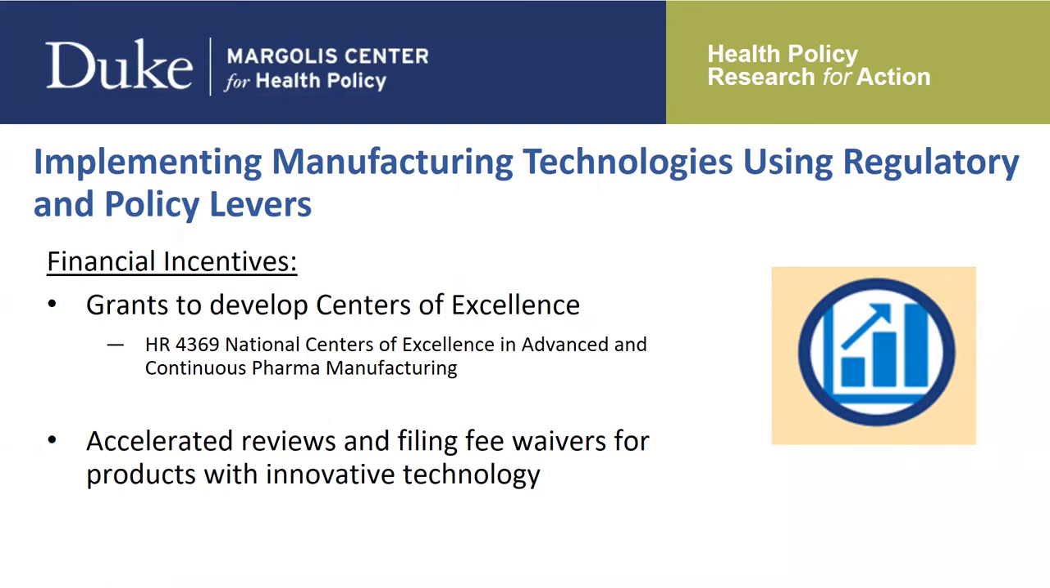But from a financial incentive perspective, grants to develop centers of excellence is a great step. There was a reference earlier to a bill that was recently passed in the House on National Centers of Excellence in Advanced and Continuous Pharmaceutical Manufacturing. It's a great example, and there are potentially other programs that could be considered in a similar vein. Next, the accelerated reviews and filing fee waivers could be considered for products with innovative technology, or even something like a priority review voucher that's been used to incentivize uptake of products that are used to treat rare disease, for example. Next slide.